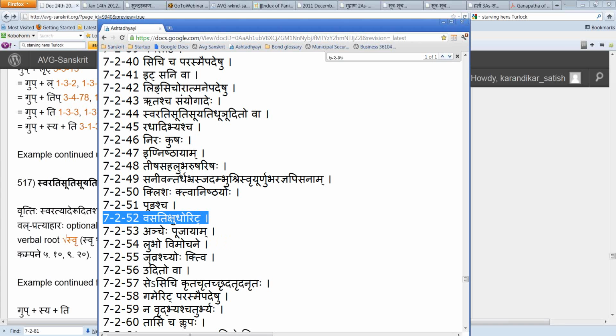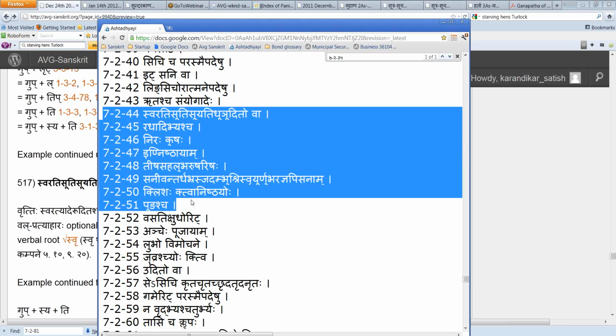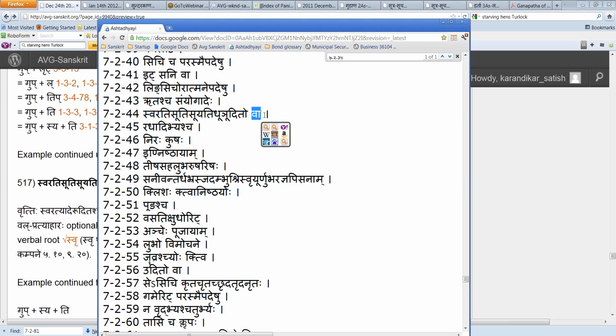So one more time, from 7.2.44 to 7.2.51 is what we are going to say as vikalpena it. So it means vikalpena idagama. Means idagama, there are two cases. Idagama is there optionally and also not there optionally. So the section starts from 7.2.44 and it stops at 7.2.51, because in 7.2.52 Panini again says it.